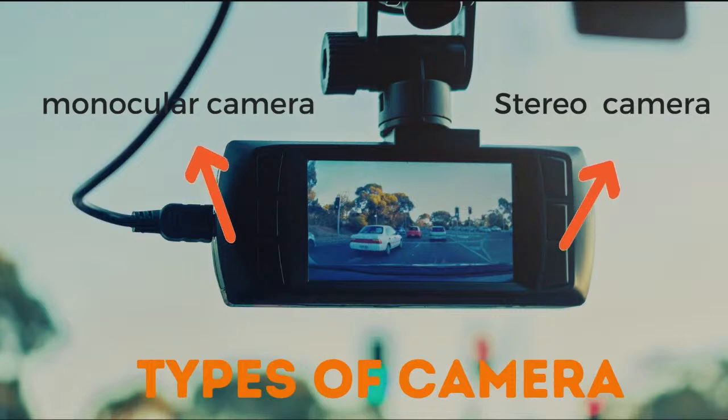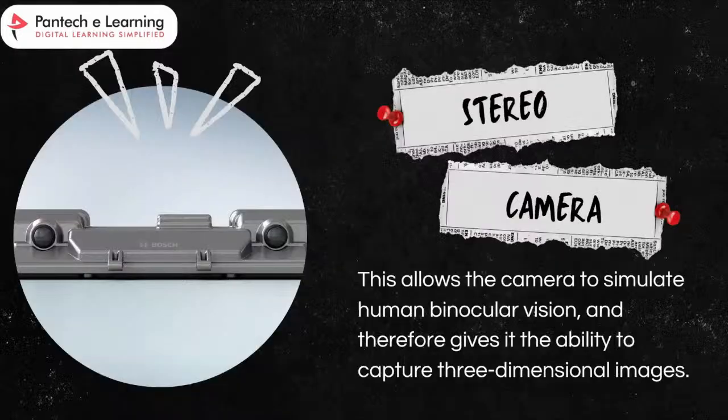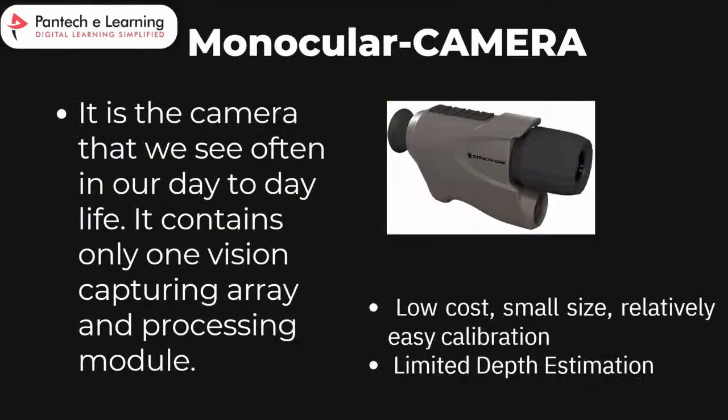The first one is the monocular camera and another one is the stereo camera. So what is the monocular camera? A monocular camera is a type of camera that uses a single lens to capture images. It operates much like the human eye, which uses one lens to focus the light onto the retina at the back of the eye. Monocular cameras are commonly found in everyday devices such as smartphones, digital cameras, and webcams. They provide a single perspective of the scene they capture.